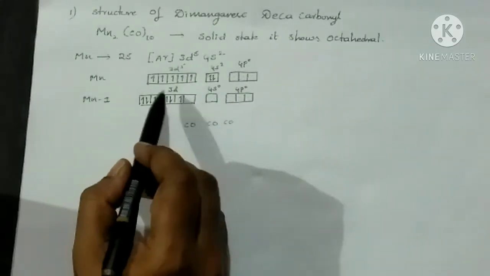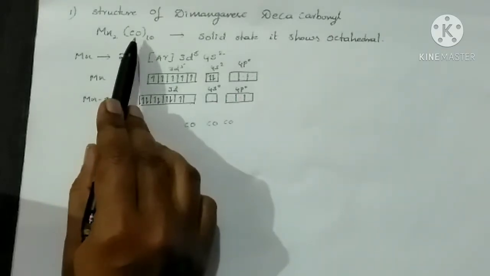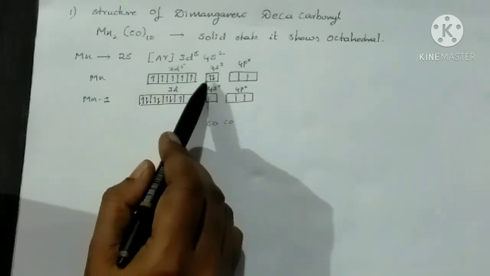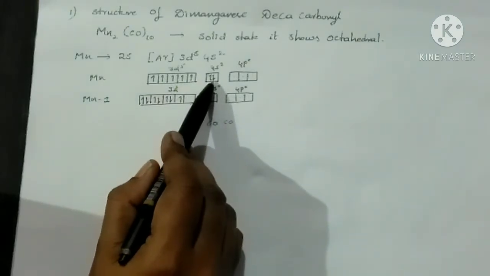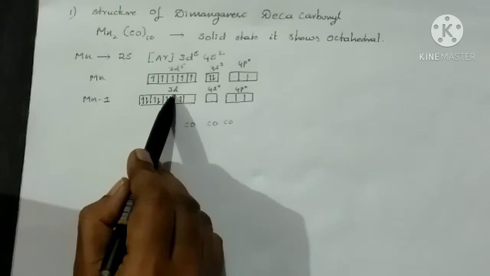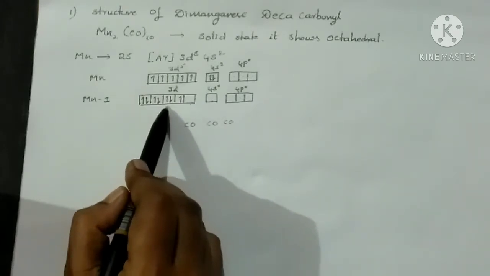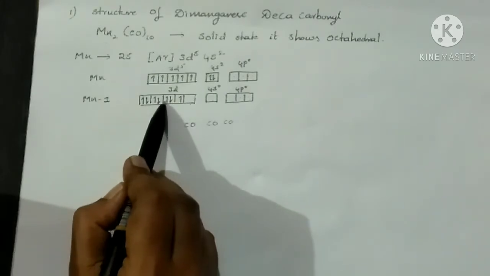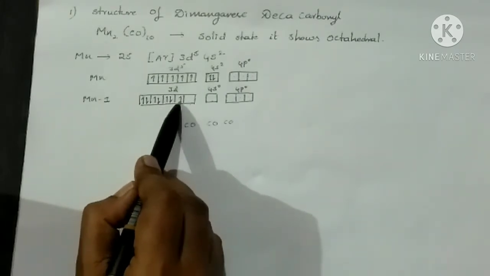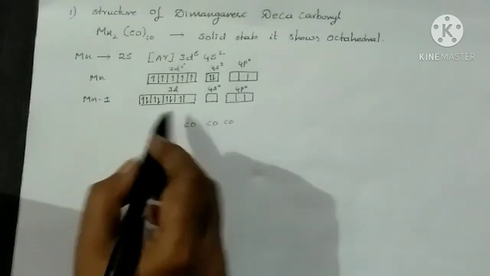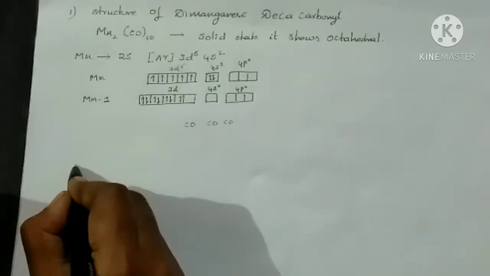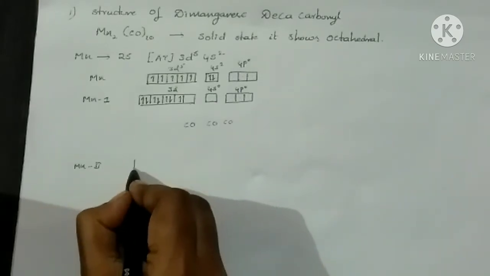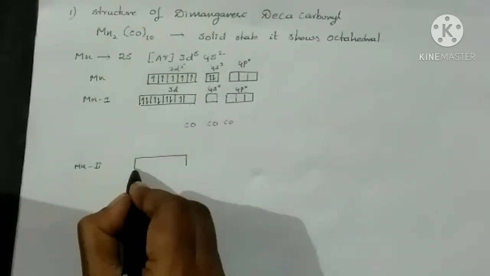In the presence of carbonyl groups, that is, in the presence of ligands, rearrangement takes place. That means the electrons from the 4s orbital are rearranged in the 3d orbital so that pairing occurs and we get 3 paired electrons in the 3d orbital and 1 single electron. And this happens for the second Mn atom also.